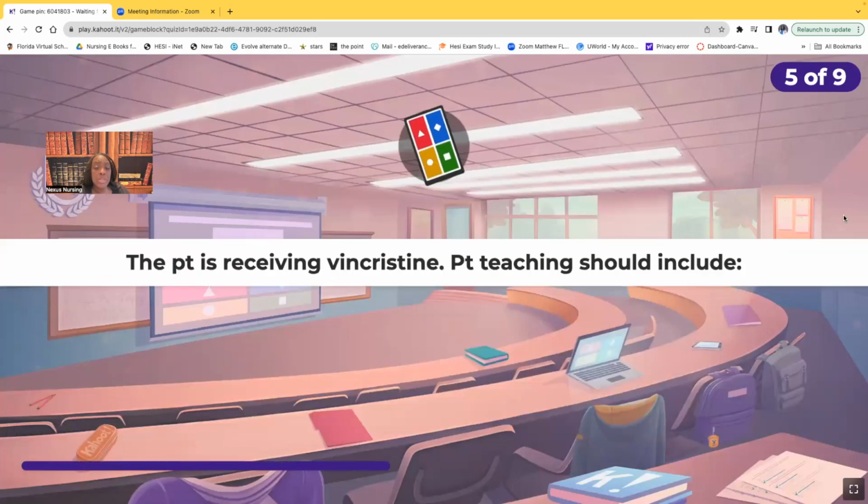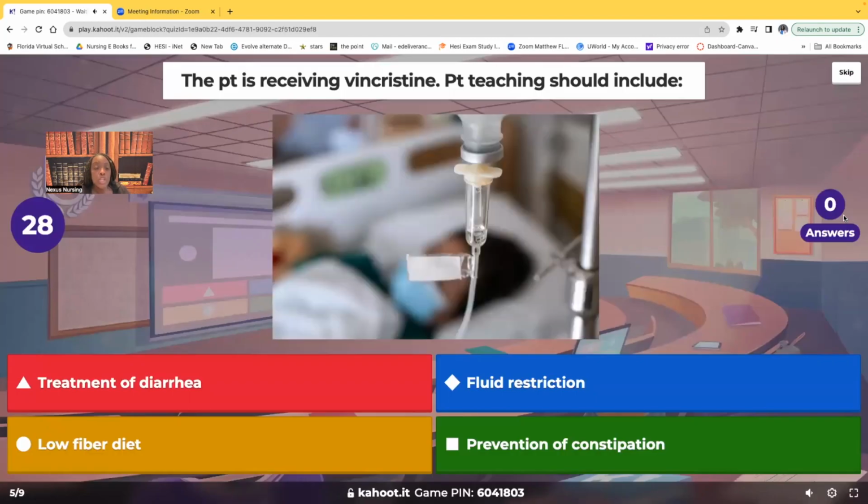All right, the patient's receiving vincristine. Patient teaching should include treatment of diarrhea, fluid restriction, low fiber diet, or prevention of constipation. I'm sure I butchered that medication, but you guys know I can't pronounce to save my life. But you see the medication. So anyway, what are you going to teach a patient about this medication? By the way, this is a chemotherapeutic agent.